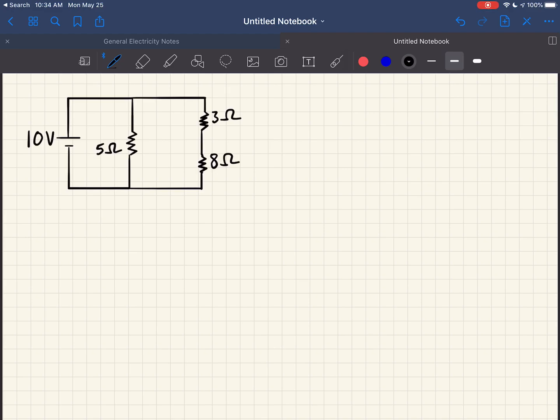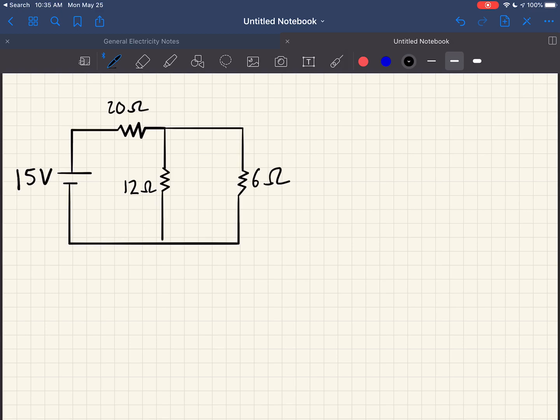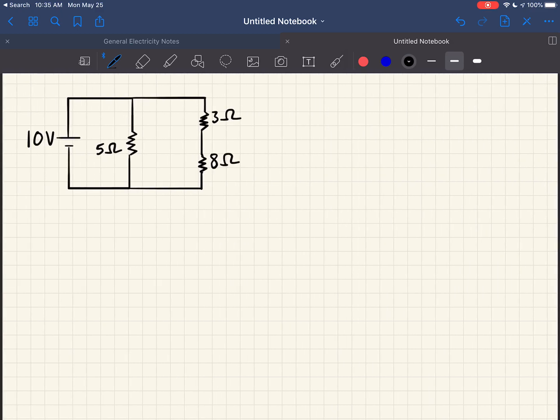So what I would like to do now is just go over a couple examples utilizing Kirchhoff's laws. I've got two circuits. I've got one here and then I've got another one here. And both of these are actually sort of combinations of both parallel and series circuits. And I would like to find the current and the voltage on each of these resistors.